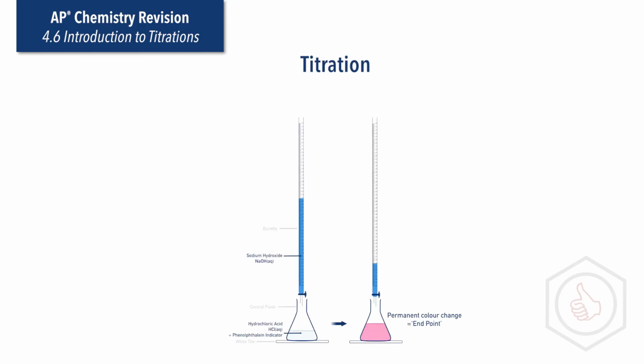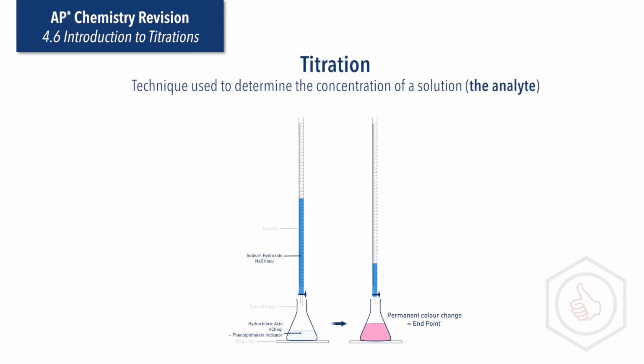A titration is an analytical technique used to determine the concentration of an unknown solution, the analyte, by reacting it with a solution of known concentration, the titrant. Titrations are particularly useful when a reaction occurs completely and predictably between the two substances, for example, an acid-base reaction.